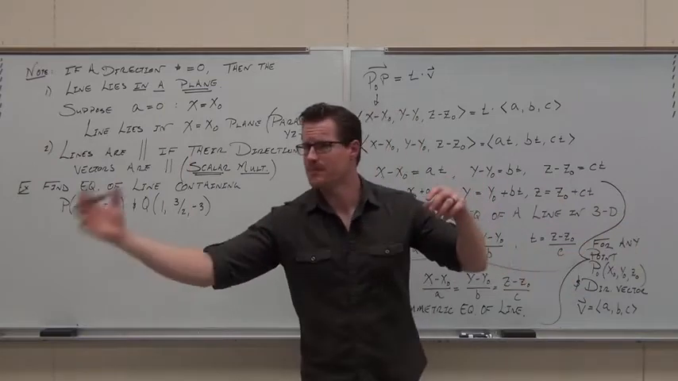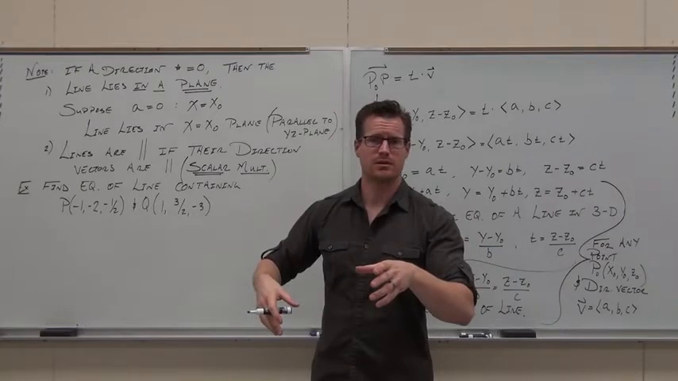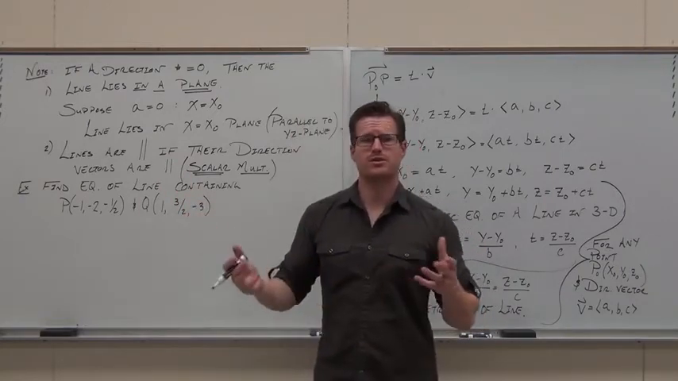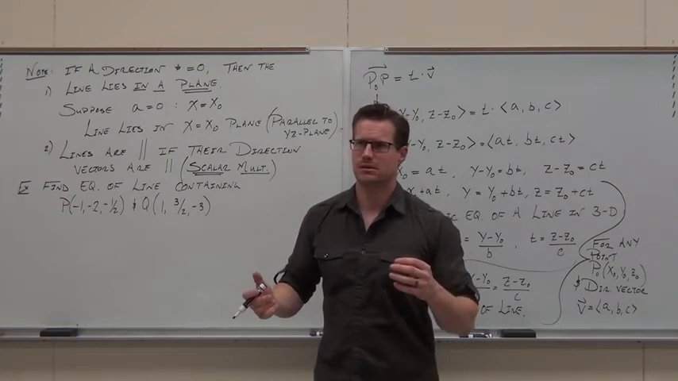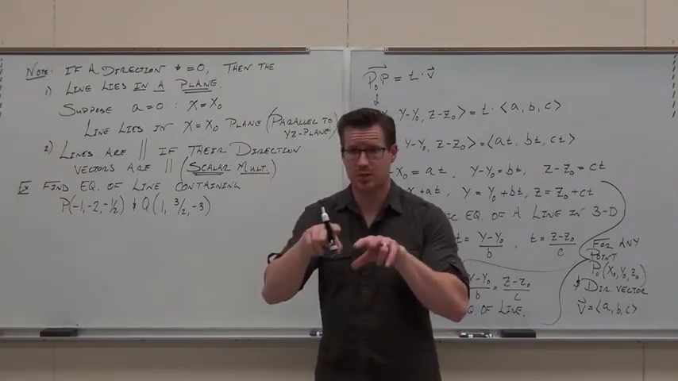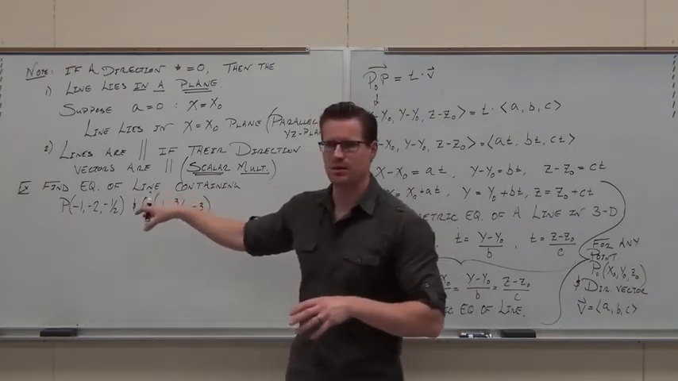A point and a vector. Point and direction vector. Do we have a point? Yes. In fact, we get two points. Pick one, doesn't matter which one. Do we have a vector? No. How do we find a vector? Just like we need two points to find a slope, we need two points to find a vector. Same stuff. Let's find the vector between P and Q. Go ahead and do that.